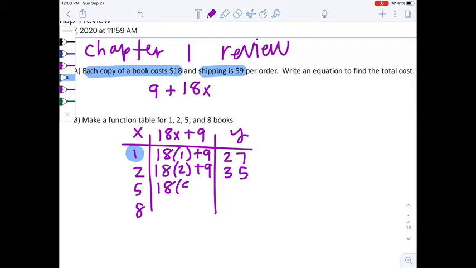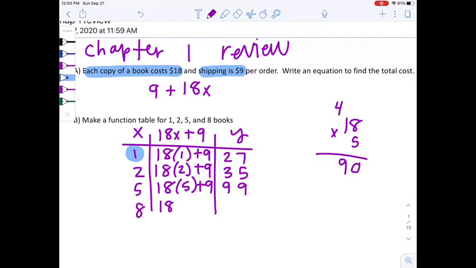Then if I buy 5 books, I'm going to take 18 times 5 plus 9. 18 times 5, I'm going to do off to the side here. I know 8 times 5 is 40. 5 times 1 is 5 plus 4 is 9. So 18 times 5 is 90 plus 9 will give me 99.